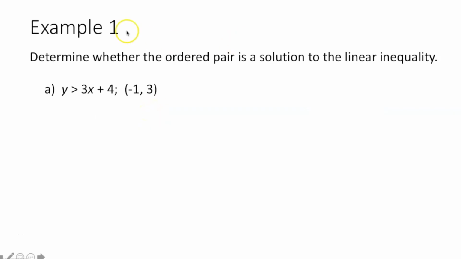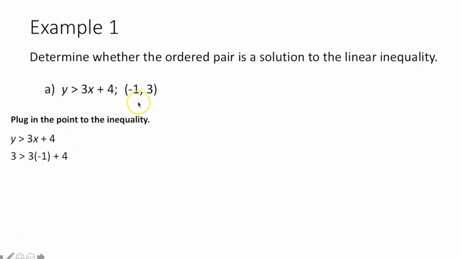Example time! Example 1 says determine whether the ordered pair is a solution to the linear inequality. So here we have our linear inequality and we have our ordered pair. So how do we determine if this is a solution? Well, we're going to take -1 and plug it in for x, and we're going to take 3 and plug it in for y and see if the inequality comes out true when we simplify it. So let's do that. We're going to plug in our points.